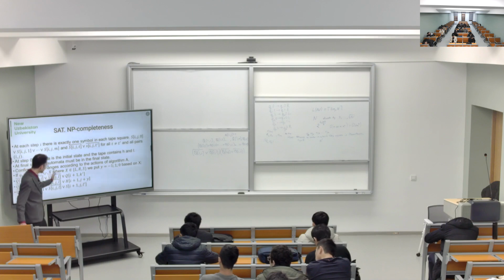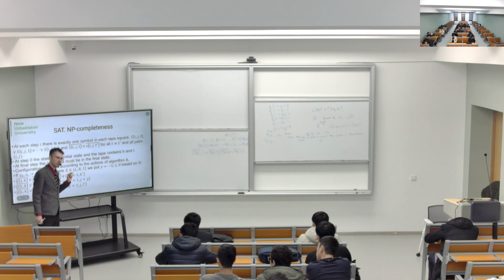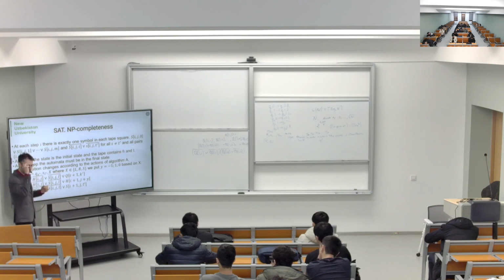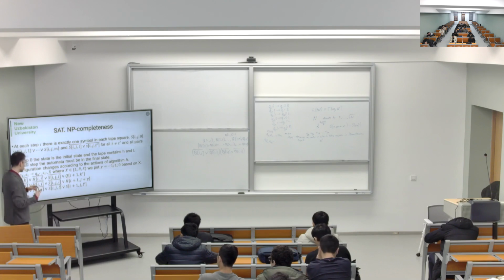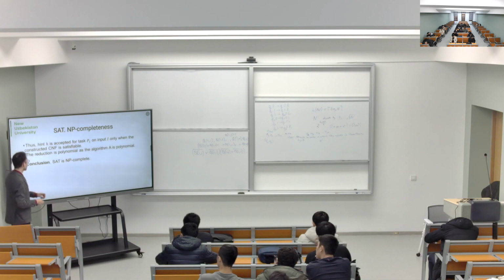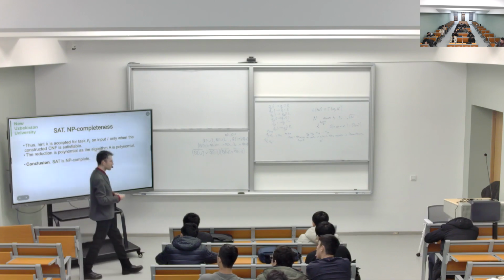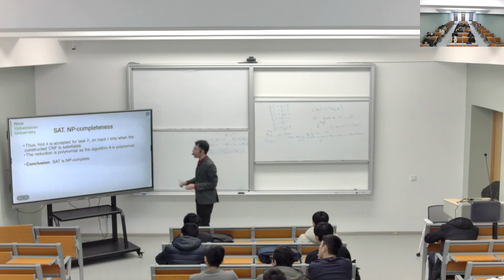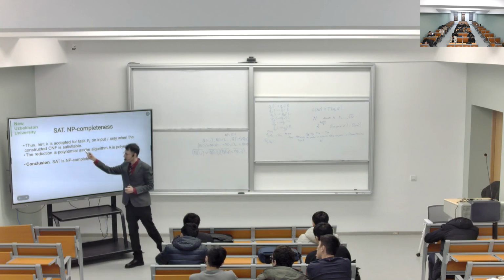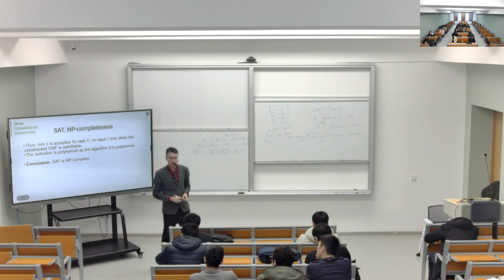So in order for this thing to be equal to 1, this must be equal to 1. So that's how we make sure that we swap to exactly one new state. We write exactly one specific symbol, and we change the position to exactly the specified position. So that's how we encode our task. So the hint is accepted for task P1 on input I only when the constructed CNF is satisfiable.